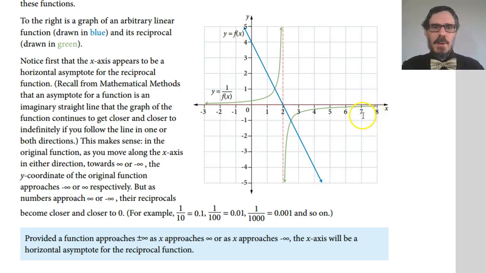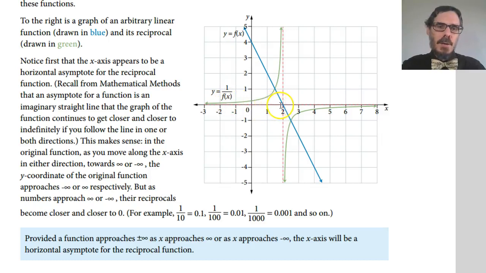But there's another asymptote on this graph. What's happening here? Well, the original graph is 0 at x equals 2. That means I'm going to be dividing by 0. I can't do that. It's got a discontinuity.